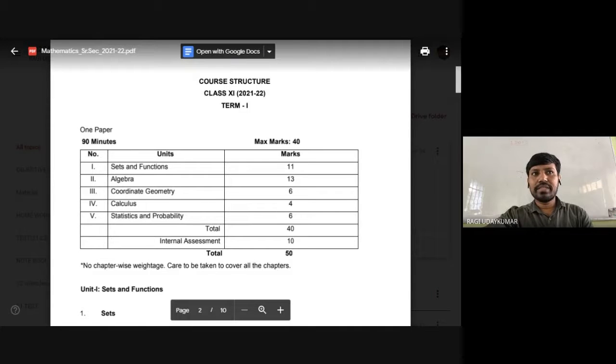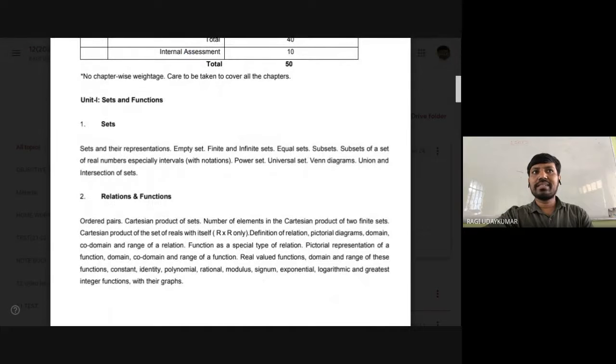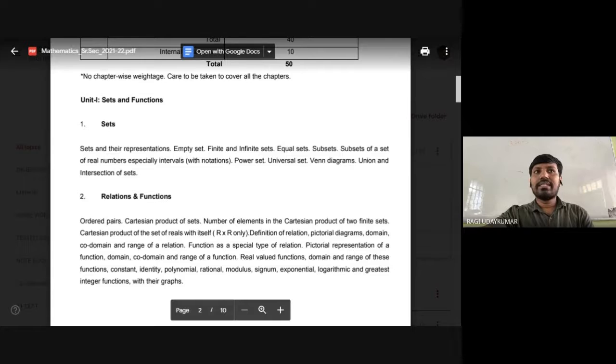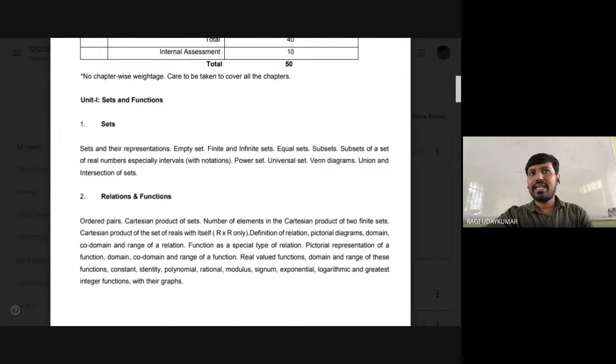Under sets and functions, there are two chapters: sets, as well as relations and functions. Under sets, there are representation of sets, empty set, finite set, that means types of sets, subsets of a set, real number intervals with notations, open interval, closed interval, power set, universal set, Venn diagrams, and union and intersection of sets. In your textbook, the difference of two sets is usually there, but that is not mentioned here. That is deleted from the syllabus.